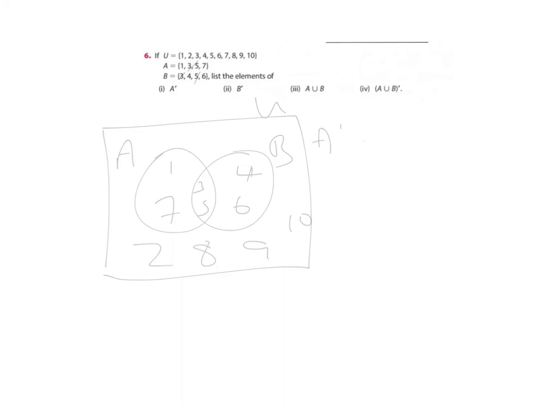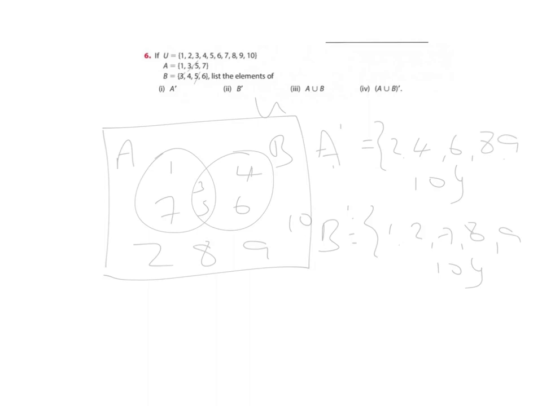So A complement then again, so just go through that again. A complement means everything outside of A. Okay, so you just see that. So A complement is everything outside of A. So you cover up all of A. So what you're left with is 2, 4, 6, 8, 9, and 10. Okay. Next one is B complement. So B complement, remember, is everything outside of B. Okay, so everything outside of it. So B complement then would be 1, 2, 7, 8, 9, and 10.